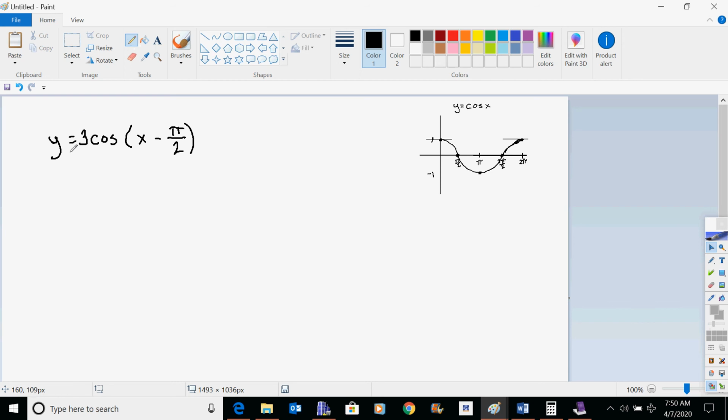Now, this 3 out here this time is not moving the whole thing up or down. What this 3 is doing is stretching it out. Okay, so that means we're not going to be going from 1 to -1. We're going to be going up to 3 and down to -3. So you've got that in the back of your mind.